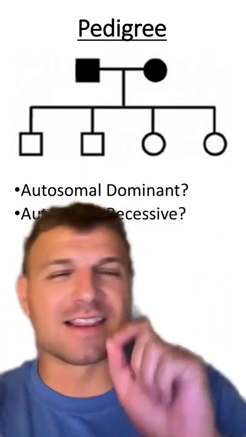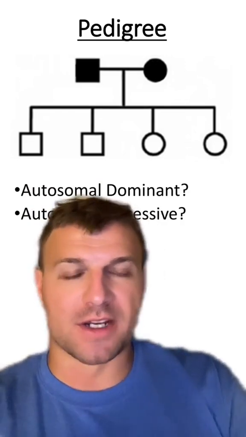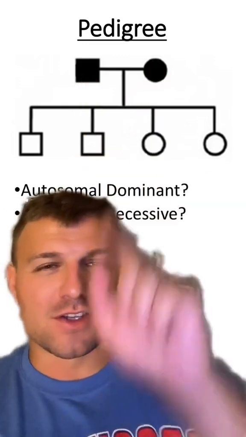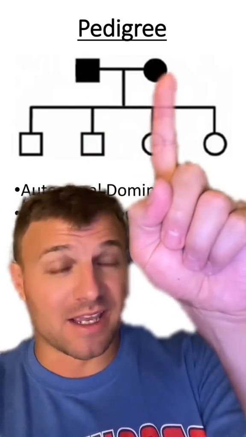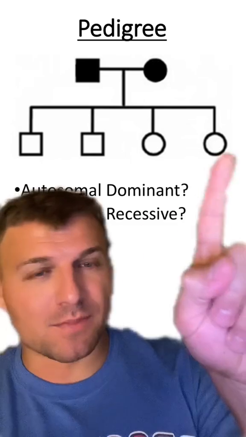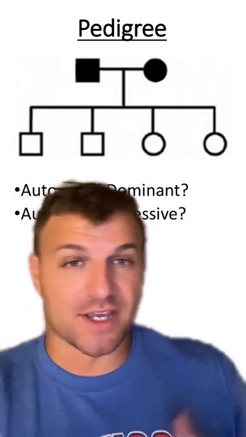Remember that you need at least one dominant allele to have the trait in an autosomal dominant inheritance. So that means these individuals have to have at least one big A. They can be big A, big A or big A, little a. However, none of these offspring have the trait. So they are all going to be little a, little a, or homozygous recessive.